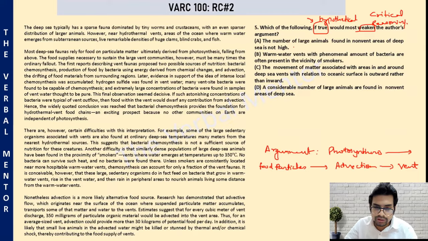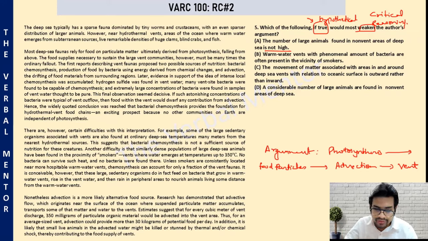Option A. The number of large animals found in the non-vent regions of the deep sea is not high. Even if it is not high, there are some of them, and how are they surviving? The author says bacterial chemosynthesis is not available for them. So even if the number is low, they're still surviving. There has to be some alternative source, so probably advection is in fact the source of food for them. The author's argument is not weakened.